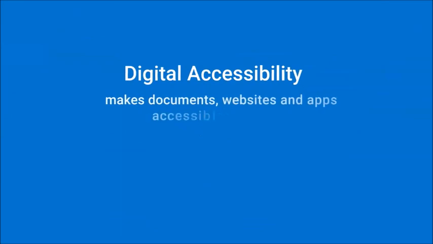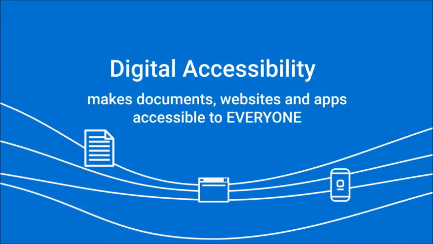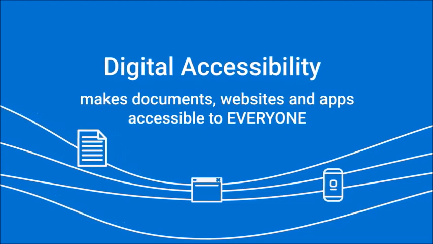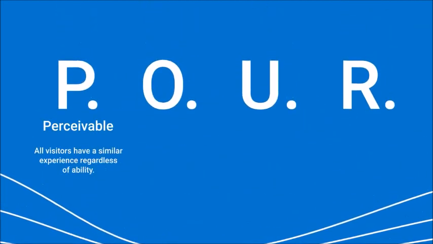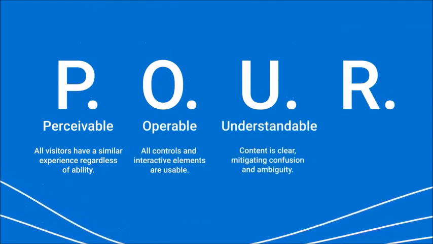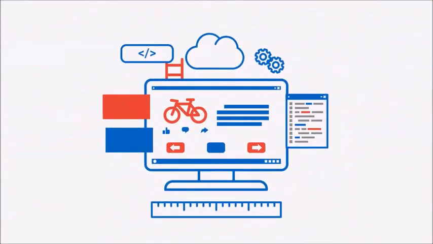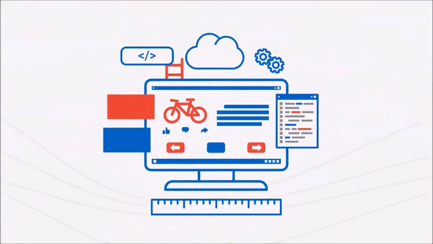Digital accessibility is the practice of making digital documents, web, and mobile apps accessible to everyone, including people with disabilities. Accessible sites and apps are perceivable, operable, understandable, and robust. Building accessible sites or apps can be tricky without the right guidance.